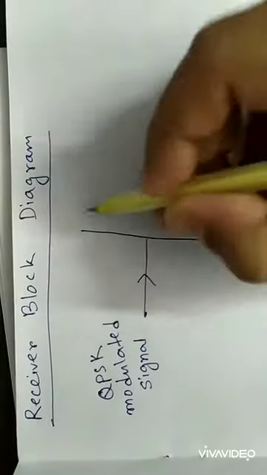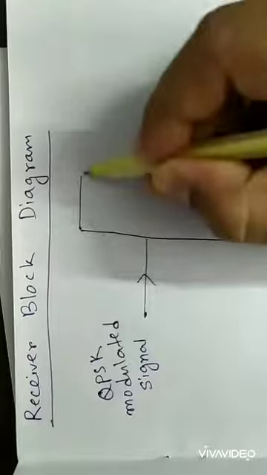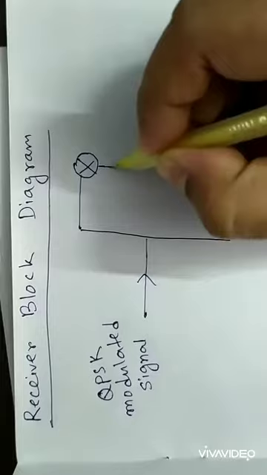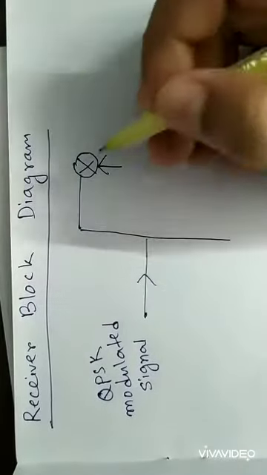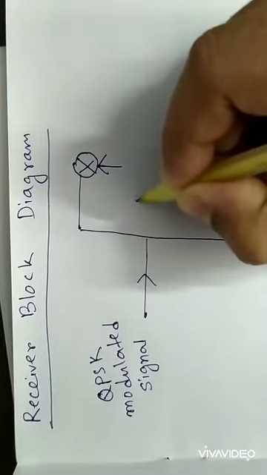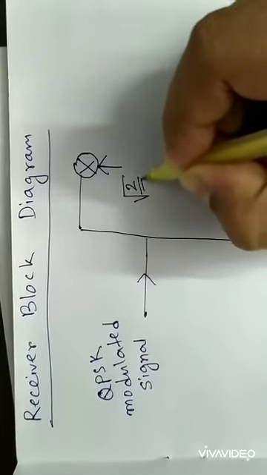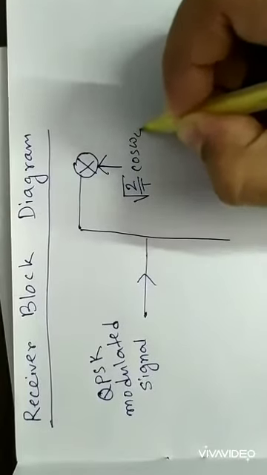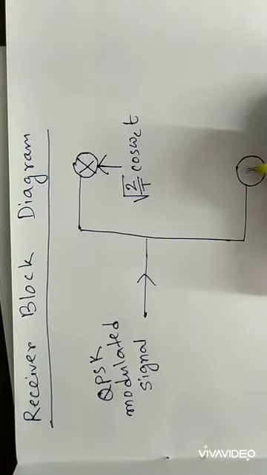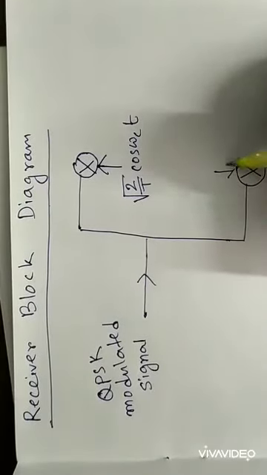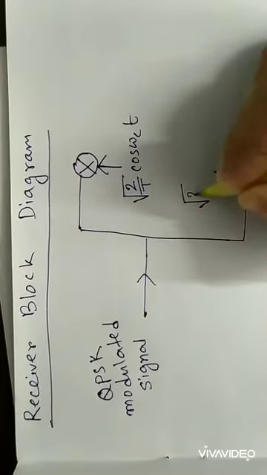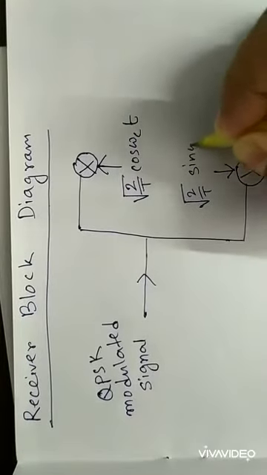Now this signal passes through this path as well as this path. Here in this upper path you have a product modulator where you multiply this signal with the carrier, which is root over of 2 by T cos omega ct. Again in this path you have another carrier, which is the 90-degree phase shifted version of this carrier, which is root over of 2 by T sin omega ct.